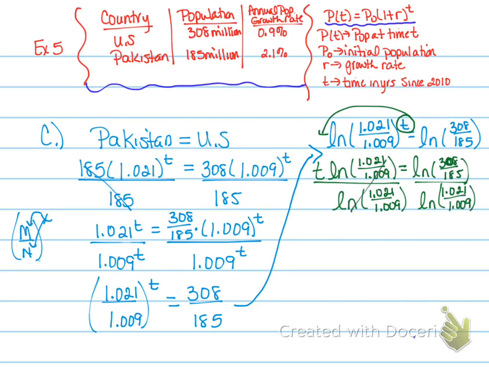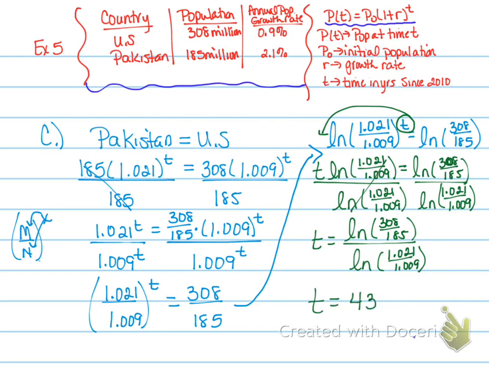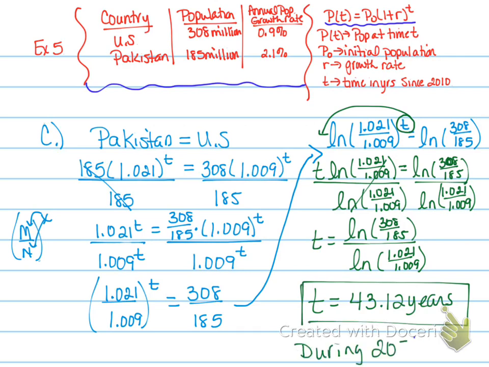So when we do that, we're going to get t equals the natural log of 308 over 185 divided by the natural log of 1.021 divided by 1.009. Again, be careful putting this in your calculator, but we should get approximately 43.12 years, which if you put that after 2010, this is going to be during 2054. And that's example 5.